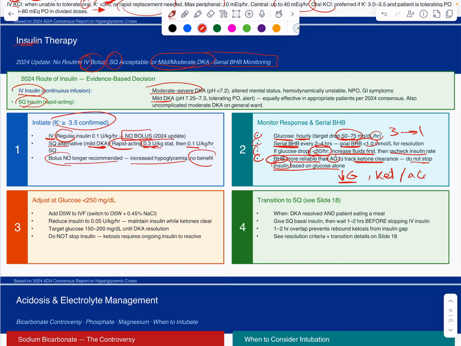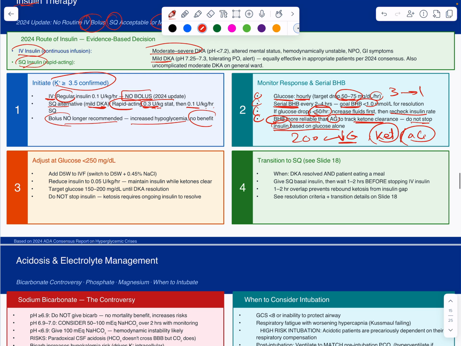Can you stop the insulin if there's an anion gap? Yes. So if you got the glucose to the 200 range and you corrected the ketosis and the acidosis, yes, you can stop the insulin even if there is some anion gap still.